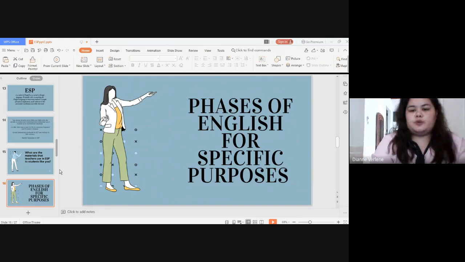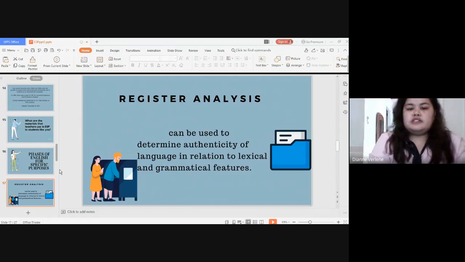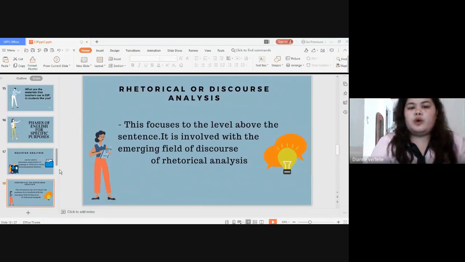We have five phases of ESP. The first one is register analysis. Register can be used to determine authenticity of language in relation to lexical and grammatical features. When we say register, it is the first step, and it also helps the teachers know the things they should know about their students to motivate their students.